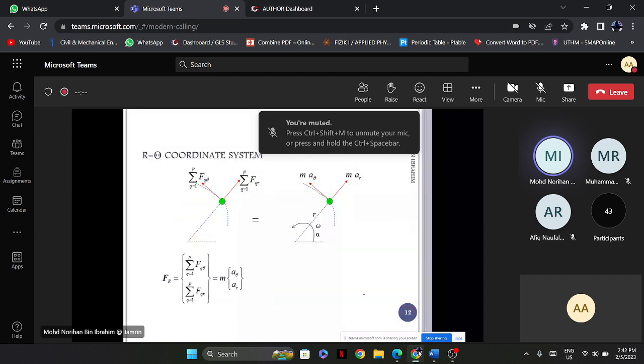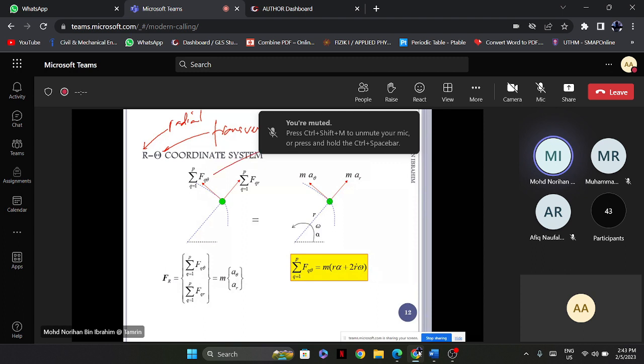So the next is the radial transverse coordinate system. R is radial and theta is transverse. Let's say we have a situation where we want to apply this radial transverse coordinate system, which in this case a particle moves according to a curvilinear path of motion or circular path of motion, as you can see here.